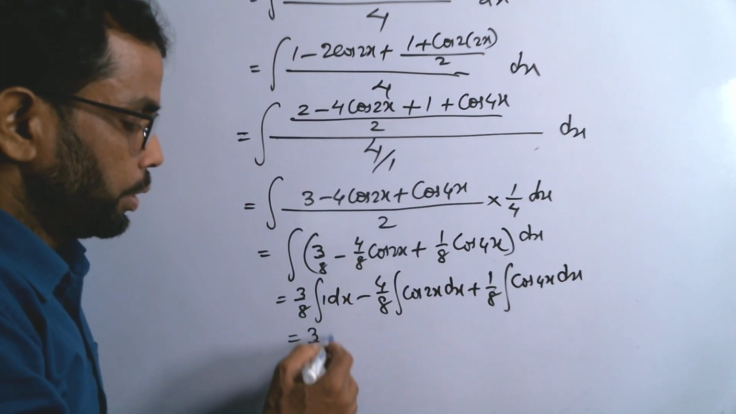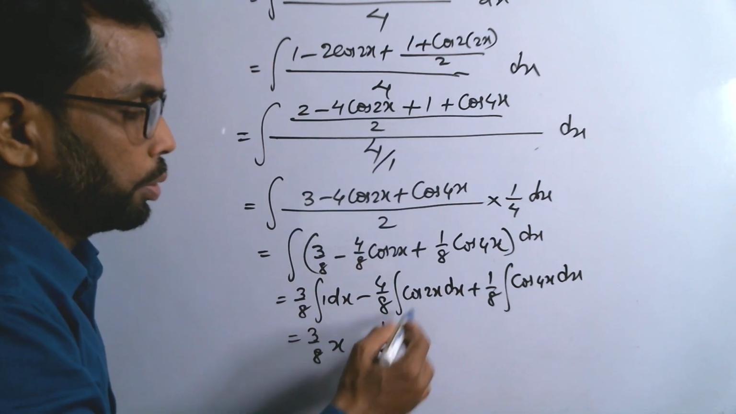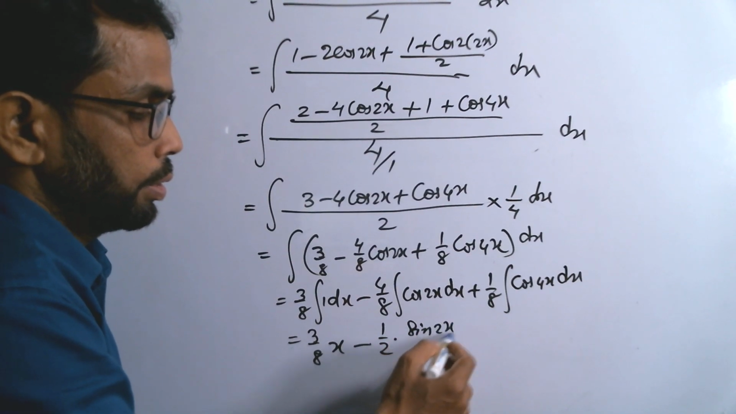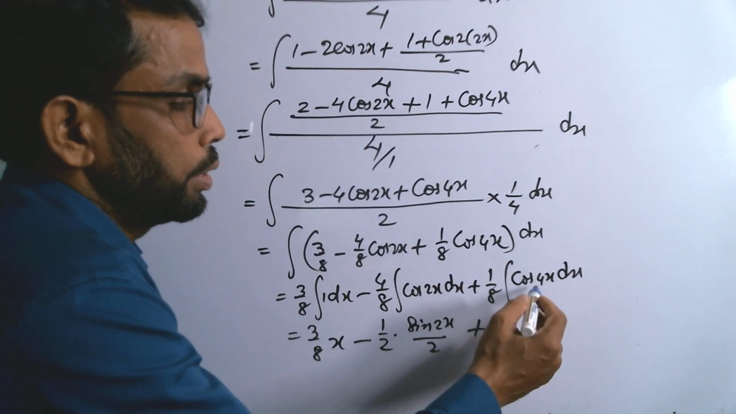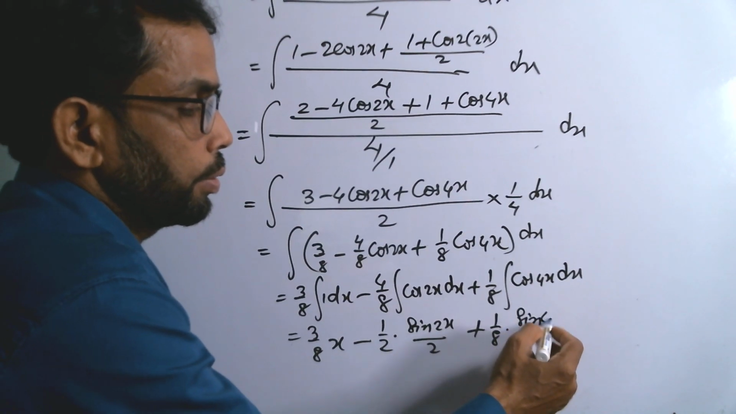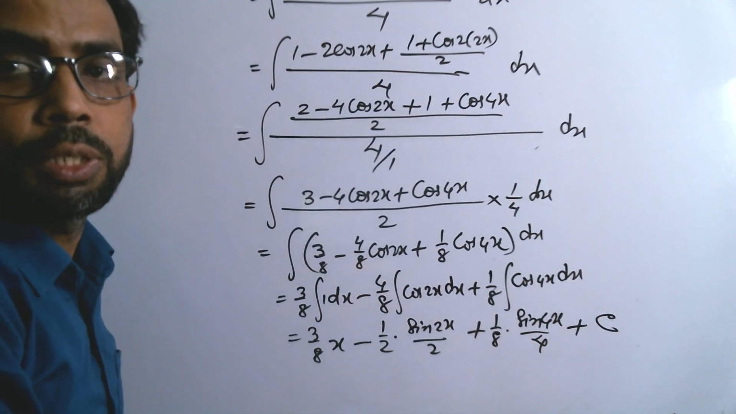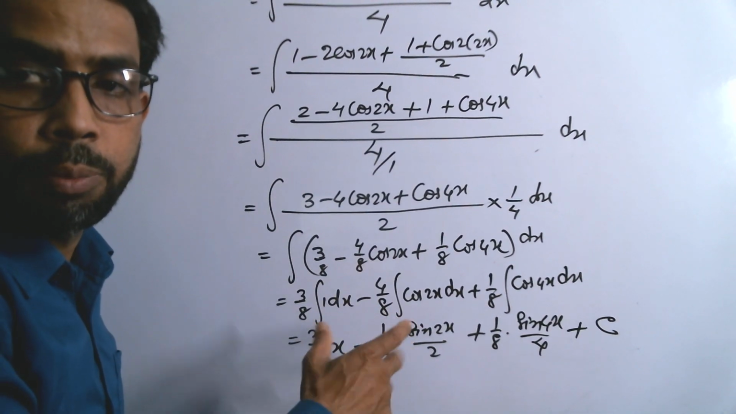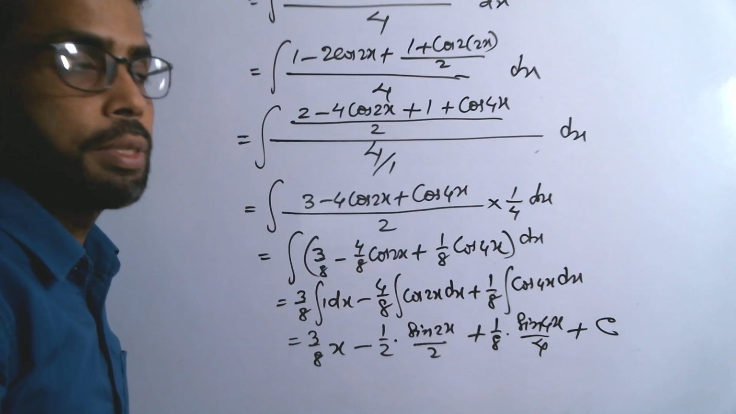3 by 8 integration dx is x, basic integration. 4 by 8 into 1 by 2, integration of cos is sine, divided by coefficient of x. Then integration of cos is again sine only, divided by coefficient of x, integration over, plus constant. We can write more terms, simplifying the numeric part. And if there is any mistake in simplification, plus minus, you can do the correction easily.